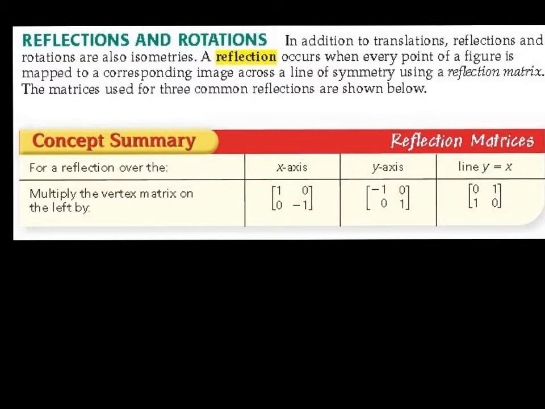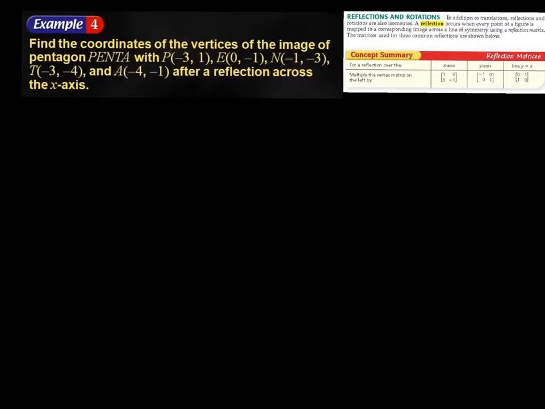For the x-axis, we've got [1, 0; 0, -1]. For the y-axis, it's [-1, 0; 0, 1]. To reflect over the line y equals x, [0, 1; 1, 0]. Find the coordinates of the vertices of the image of pentagon PENTA after reflection across the x-axis.